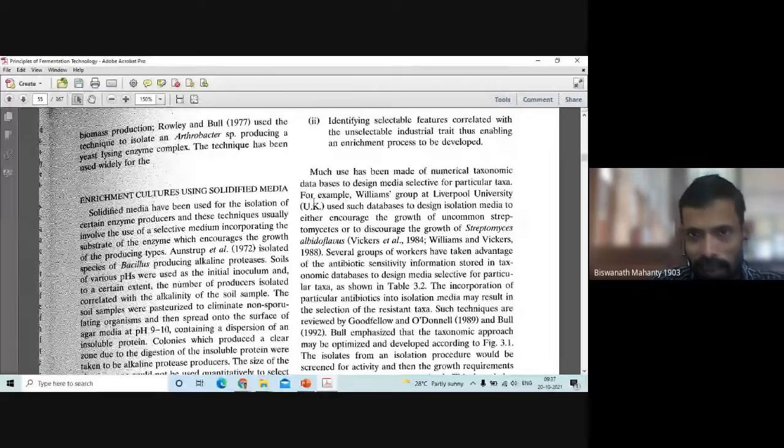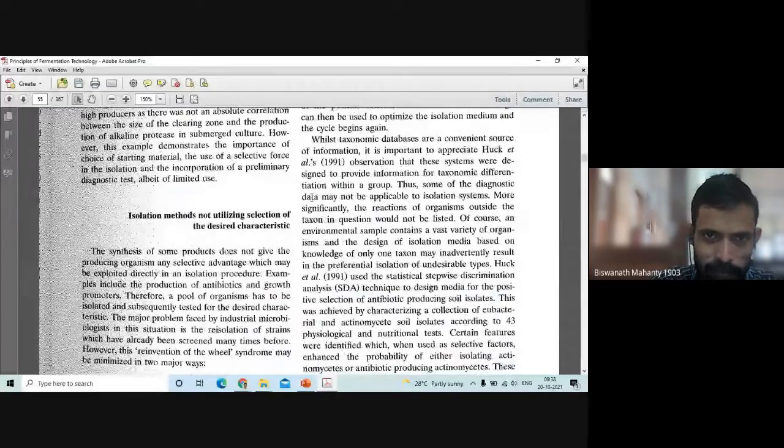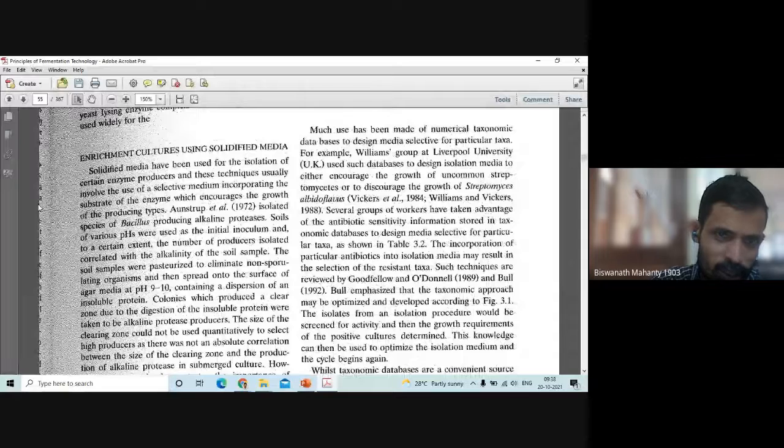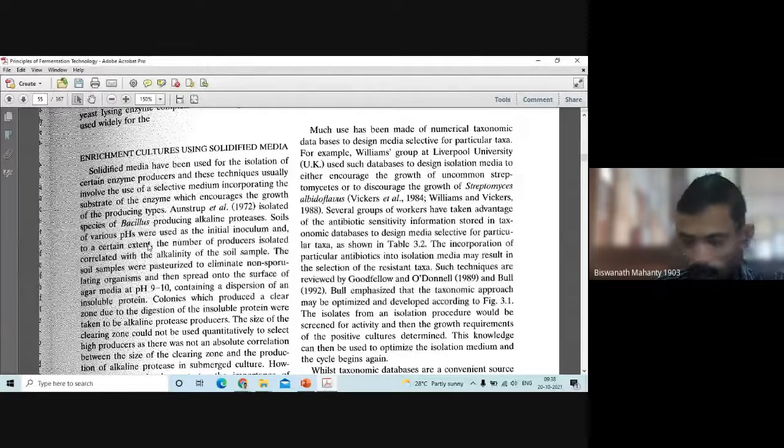But the next one, what I am going to say, is for solid. Solid does not have much control. If I am growing on solid media, most of the time the controlling factor will be pH. No other factor can really control or manipulate the procedure more effectively in solid state fermentation. Solid state growth will not be as high. You cannot have such control. So here it involves the use of a selective medium incorporating the substrate of the enzyme which encourages the growth of the producing type. What kind of microorganism can be used?